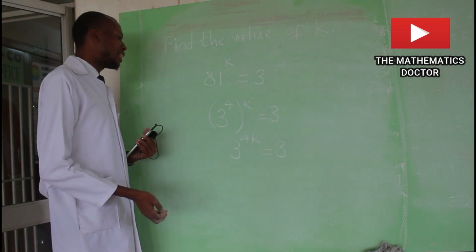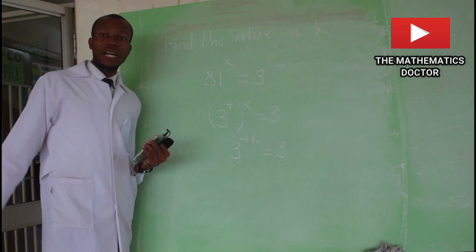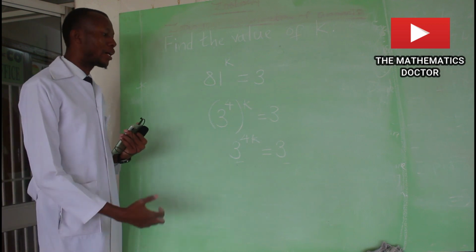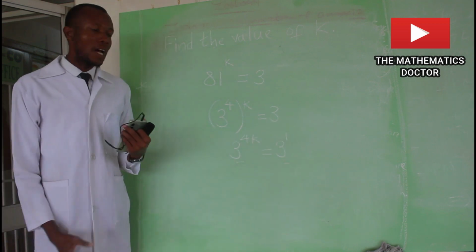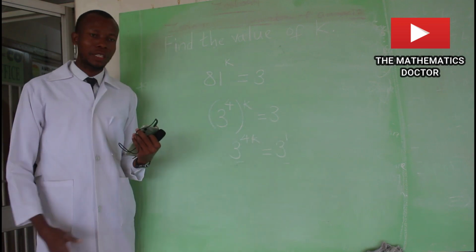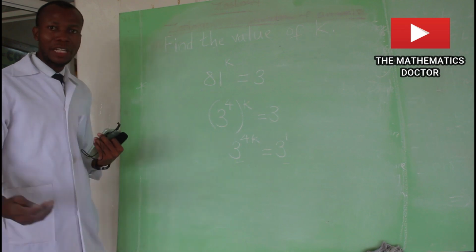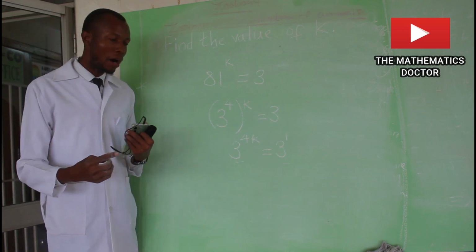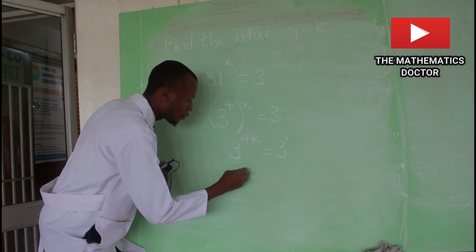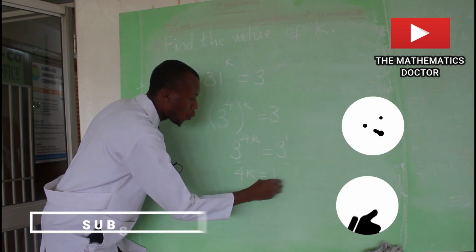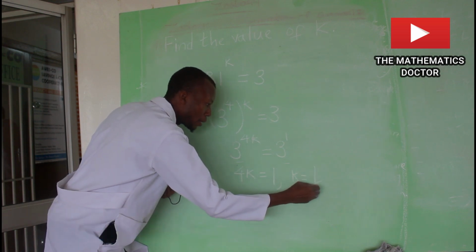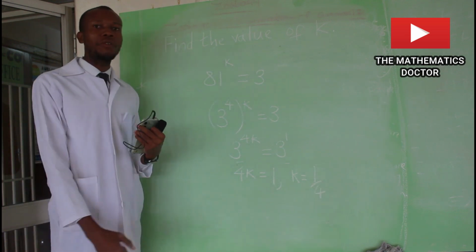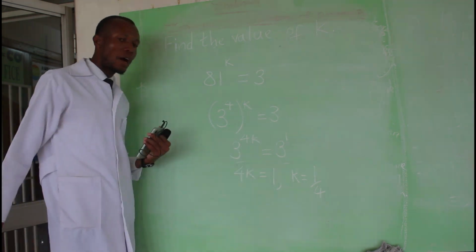Alright, then at this point, since we have the bases exact, we are going to equate the powers. Mind you, we have a power of 1 on the base that we have on the right. So at this particular time, we are going to equate the powers. So we are going to say 4k is equal to 1. And then to find the value of k, you make it the subject of the formula. Then you are going to land at your final answer as 1 over 4.